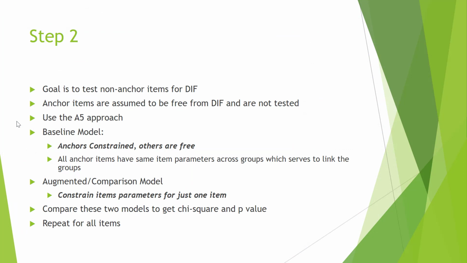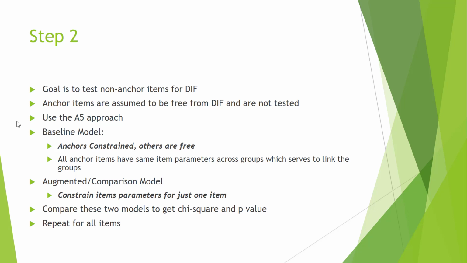Now that we've identified some anchor items, the goal in step 2 is to actually test the non-anchor items for diff. Again, you cannot test anchor items for diff. They're assumed to be equivalent across groups, assumed to be free of diff, and so we can't test those. So we don't want to choose too many items as anchors because they don't get tested for diff. It's really better to choose only as many as you have to, so you get this second test for diff with those items, and that way you don't have any kind of false negatives.